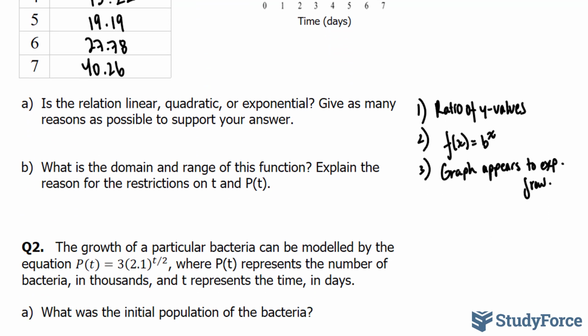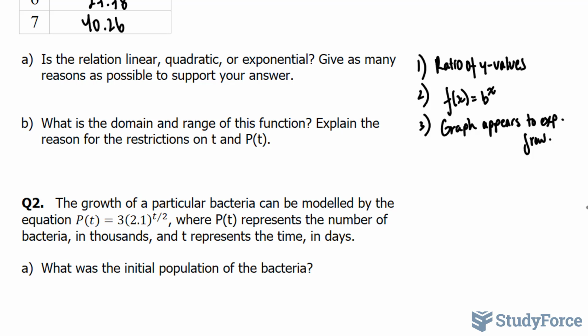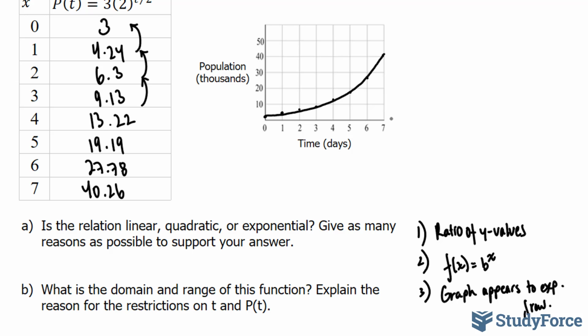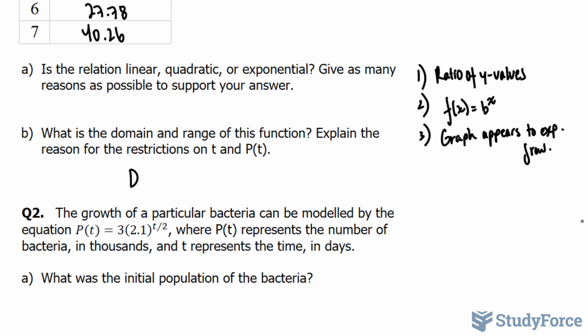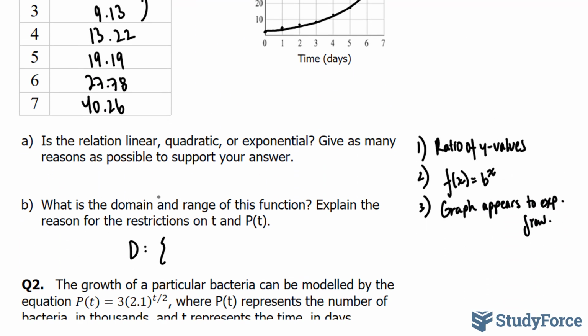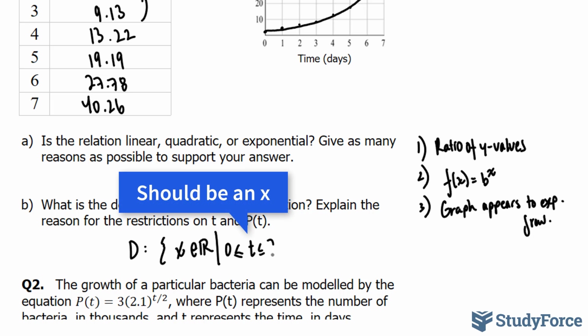Next question asks, what is the domain and range of this function? Explain the reason for the restrictions on t and p of t. So we'll start with the domain, and the domain is the possible days in our case. So from 0 to 7. And the way we write that down is we start off with a curly bracket. Time is represented here as x, so there's no need to differentiate with a t, which includes all real numbers between 0 and 7. And that is how you would write down the domain.